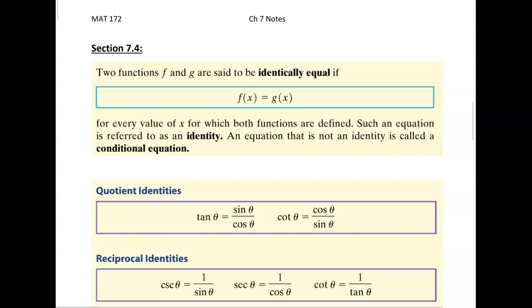In this video, we're going to look at how to solve trig identities. What's going to happen here is we're going to have some kind of equation. We're going to have some trig stuff equal to some other trig stuff. Our goal is to work with one side and get it to look like the other side. We say two functions are identically equal if they are exactly equal to each other for every x value. And that's what we're going to do.